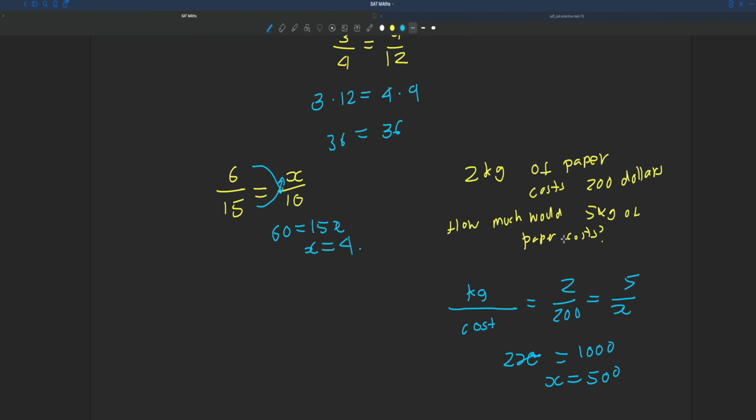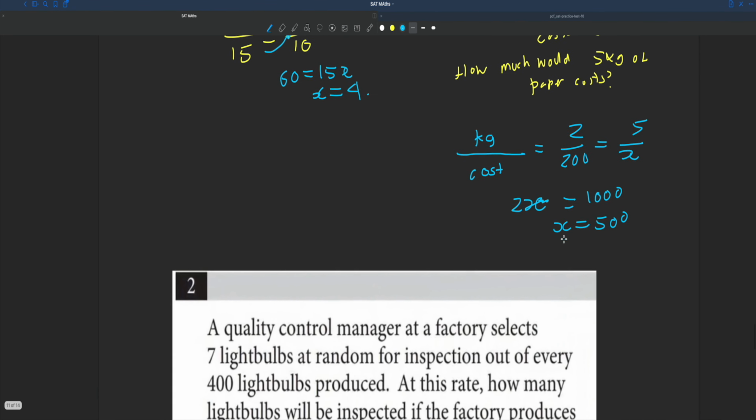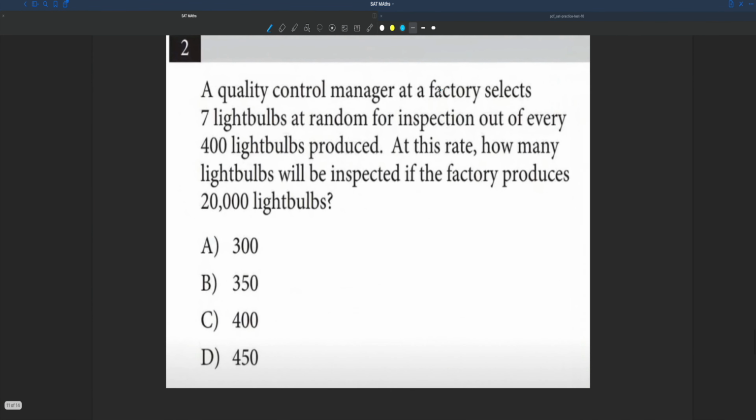Alright, so now let's solve some official SAT proportion problems. These I got from the official SAT practice test. And yeah, let's dive into it. A quality control manager at a factory selects 7 light bulbs at random for inspection out of 400 light bulbs produced. At this rate, how many light bulbs will be inspected if the factory produces 20,000 light bulbs?